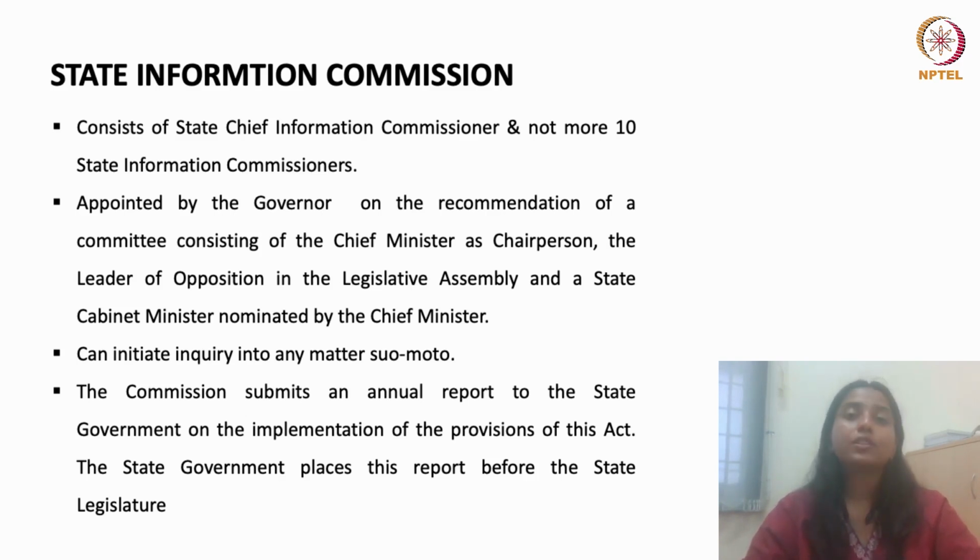State Information Commission submits an annual report to the state government on the implementation of the provisions of the RTI Act, and such report is placed before the state legislature. So, if a complainant is not satisfied with the decision made by the Central Information Commission or the State Information Commissions, they can make an appeal to any officer above the rank of a Chief Public Information Officer or a State Public Information Officer. So that's all about Central Information Commission and State Information Commissions.